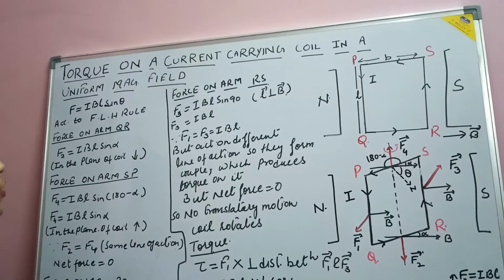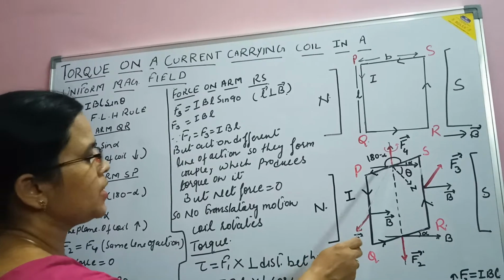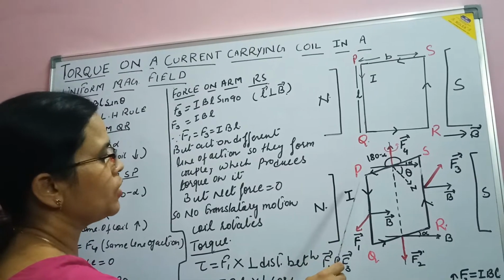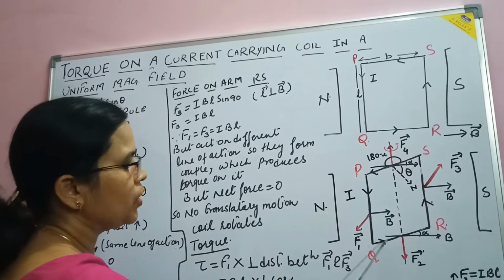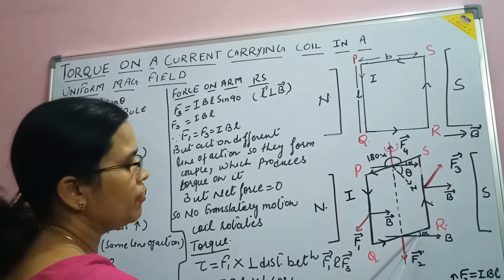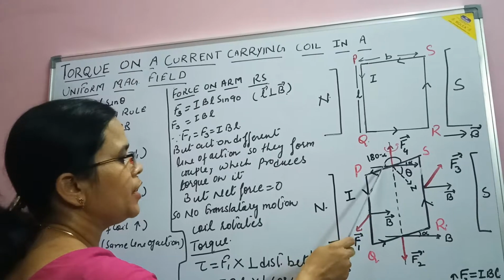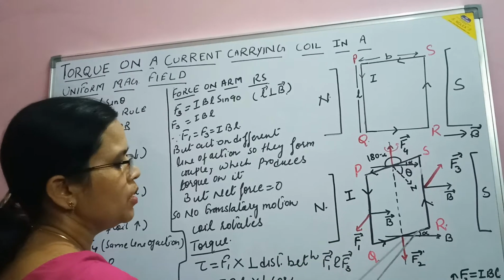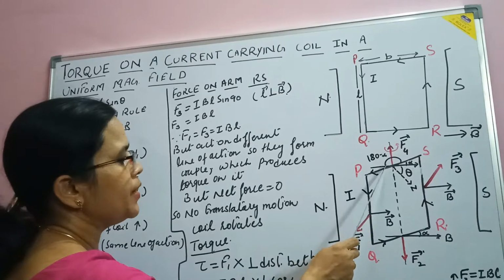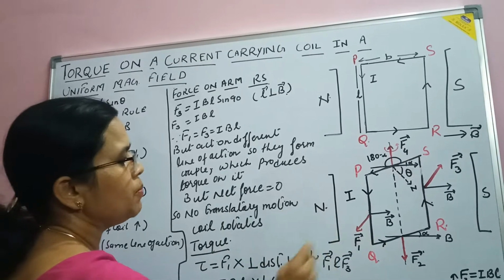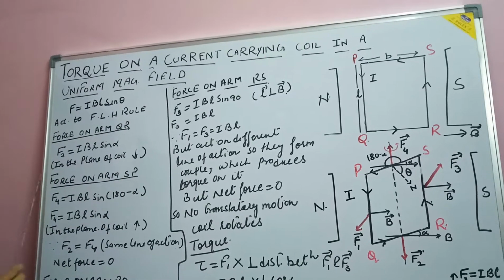In this video we are going to find out the expression of the torque. As we have seen earlier, in this case F2 and F4 forces are acting on the coil. Since the plane of the coil QR makes angle alpha with the direction of the magnetic field, this plane SP will make angle 180 minus alpha with the direction of the magnetic field. Now we are going to resolve the expression for the force.